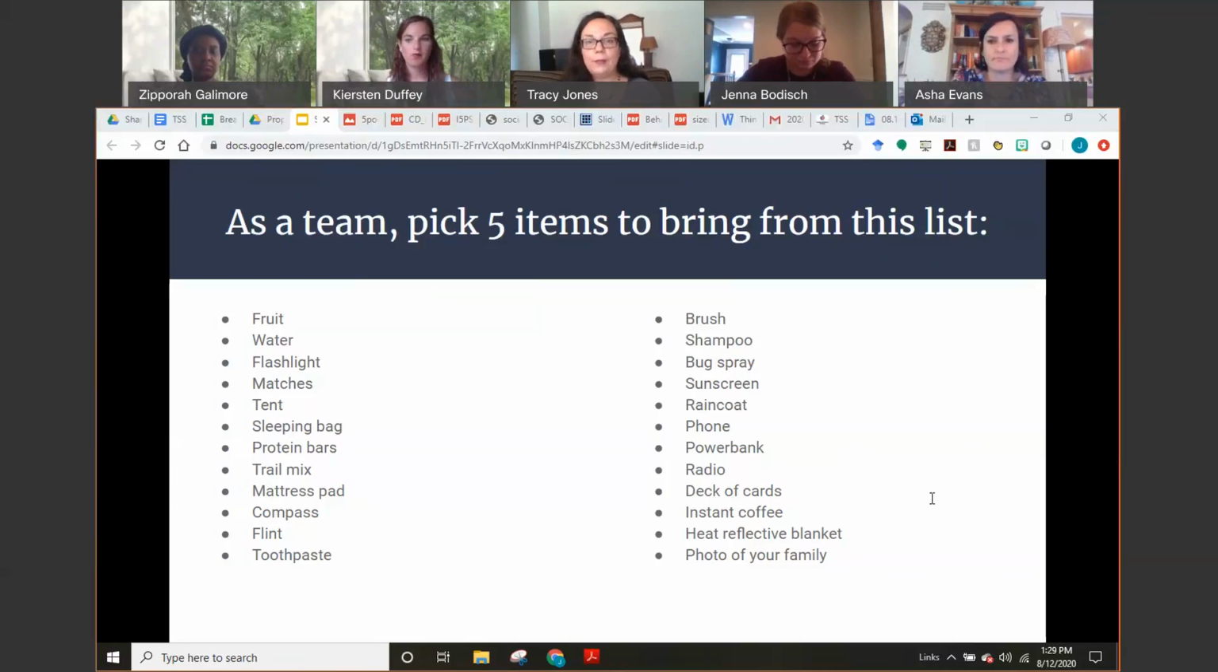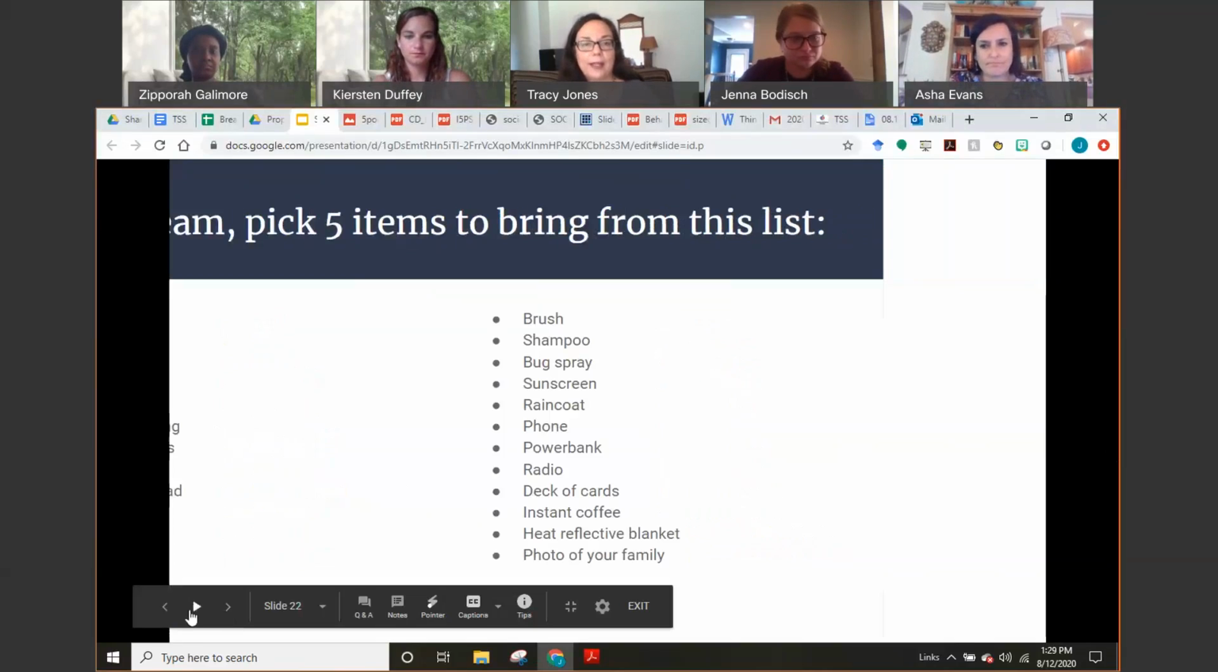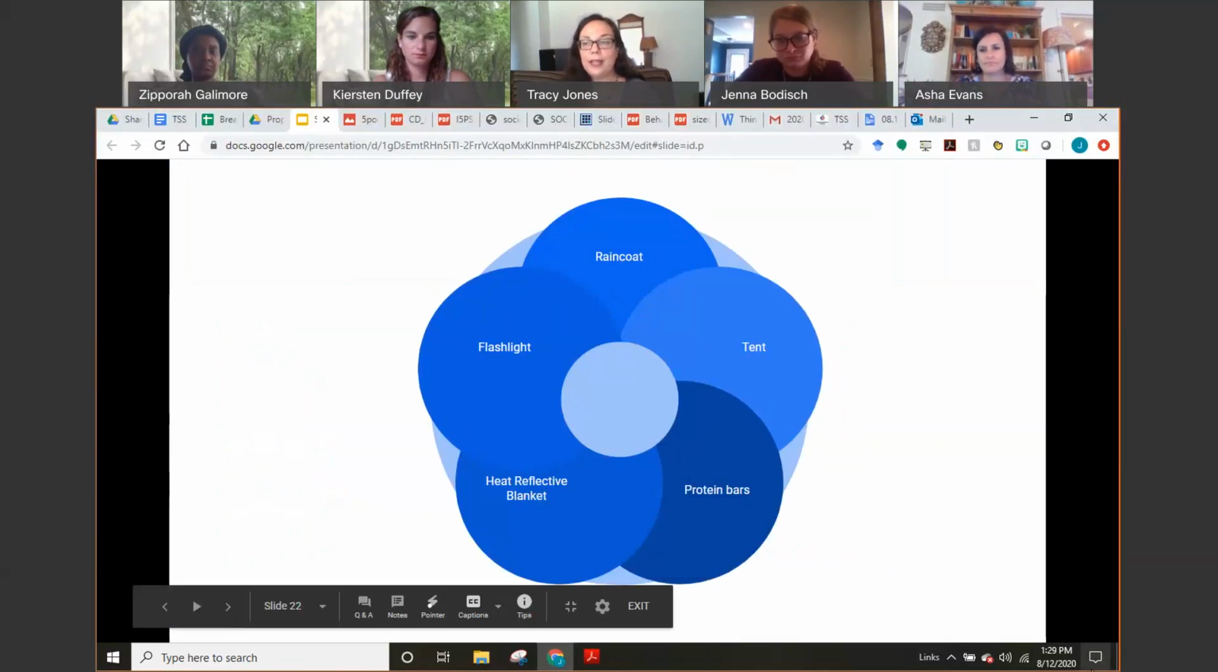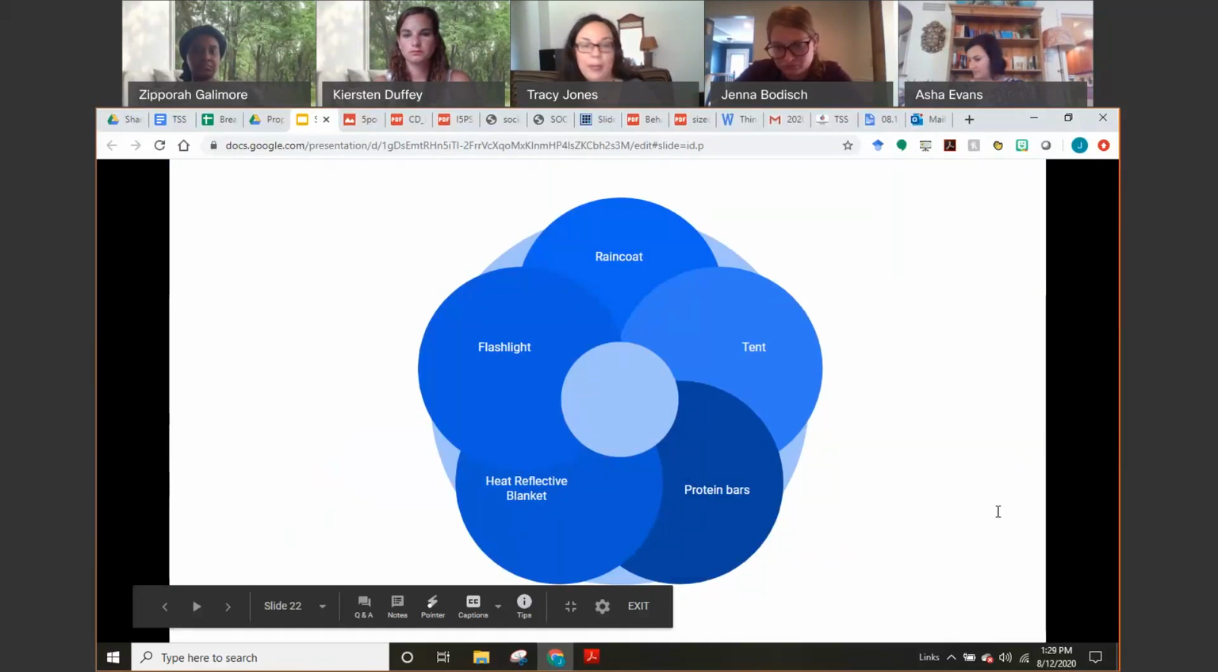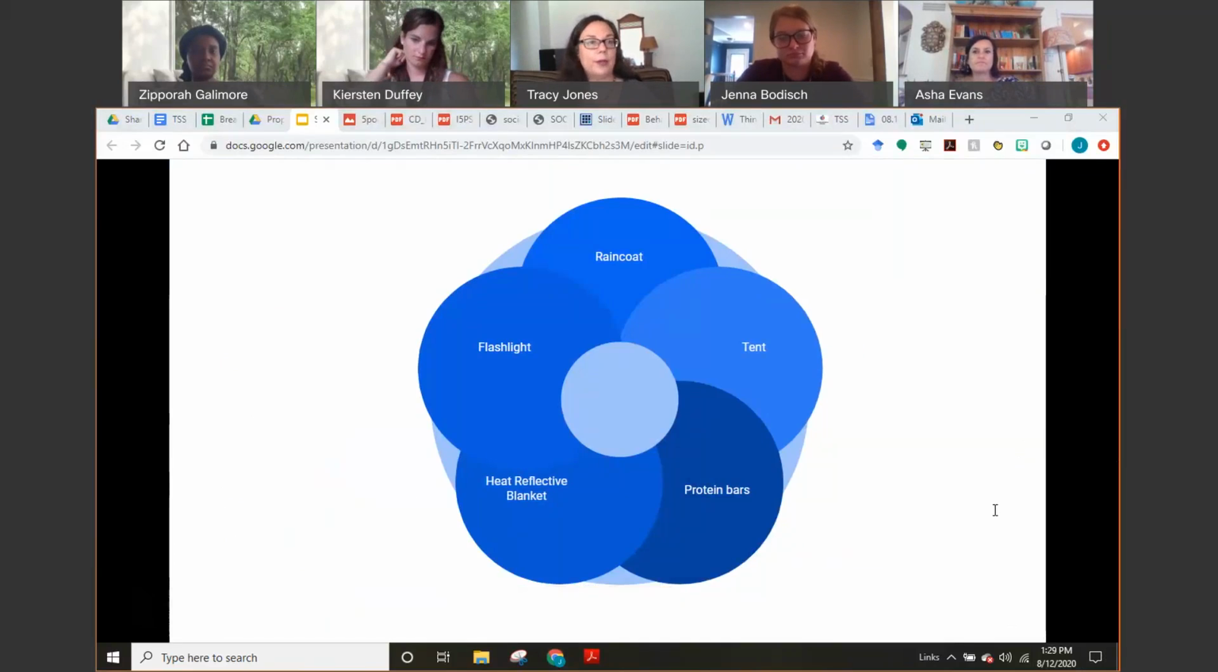So for ours, if we can flip to the next slide, we had come up with 5 items that could be used. We could bring raincoats, a tent, protein bars, a heat reflective blanket, and a flashlight. But it could be 5 other things, or it could be 10 other things. It's whatever working together the group would come up with.